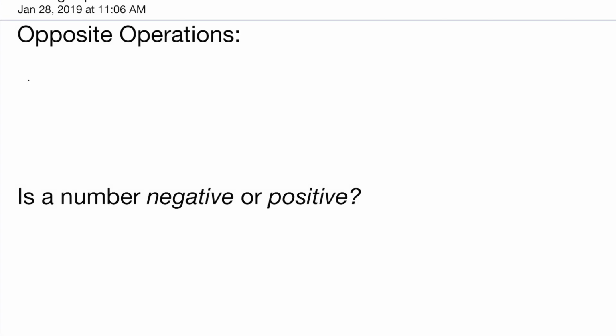Okay, this is part 2 of solving equations. Just as a reminder, we're going to be working with opposite operations. So if I'm adding, the opposite operation would be subtract. If we're multiplying, my opposite operation would be divide.